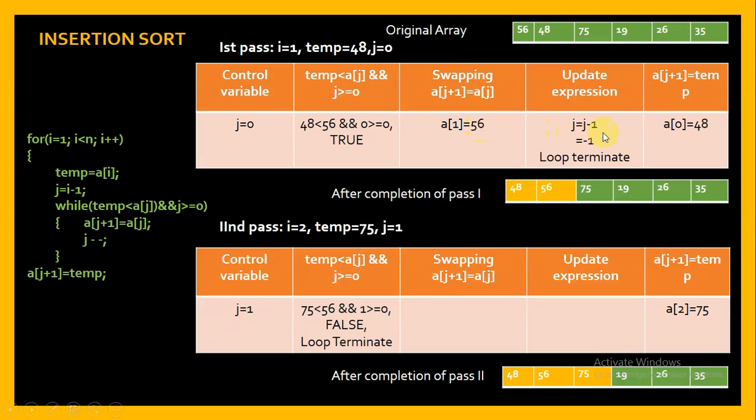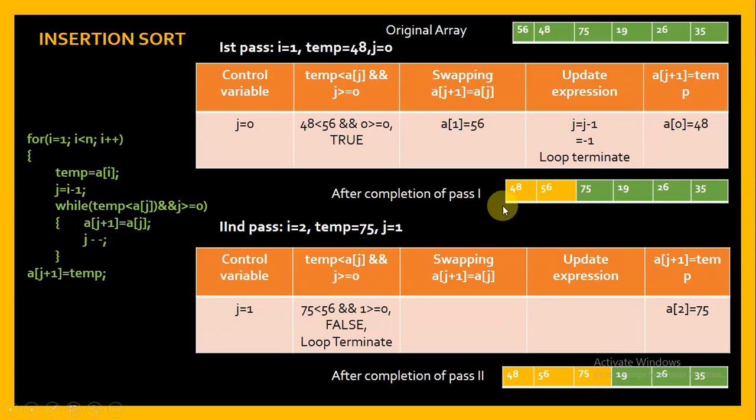Now j will be decremented by 1. See, we are decrementing j, and j will become -1. j should be greater than 0 to continue this loop, so the loop will terminate, and then we are saying a[j+1] is equal to temp. j is -1, so -1 plus 1 is 0. So a[0] will become temp, which is 48. You can see a[0] is containing 48 and a[1] is containing 56.